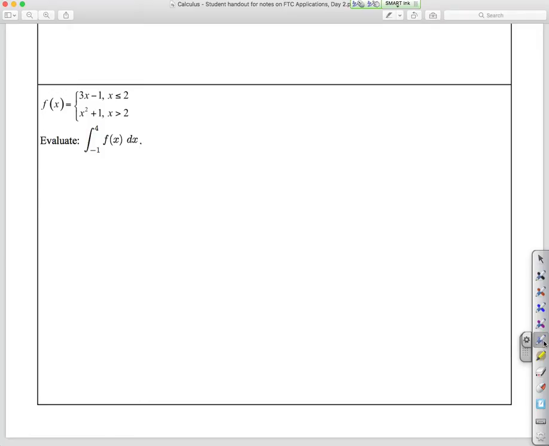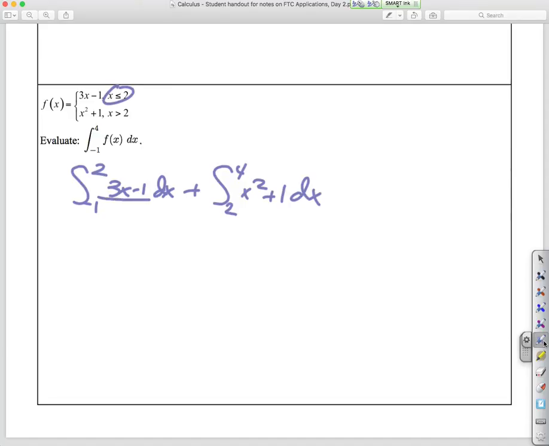So we're going to start at -1, and the first one's going to go from -1 to where? 2. And what function needs to be inside there? 3x minus 1. Then the second one's going to go from 2 to 4, and what function needs to be in there? X squared plus 1. Numbers between -1 and 2 fit that, so that's why 3x minus 1 is there. Numbers between 2 and 4 fit that, so that's why x squared plus 1 is there. Okay, you just split it up. Now we work each one of those separately.